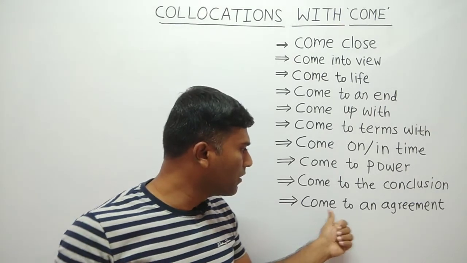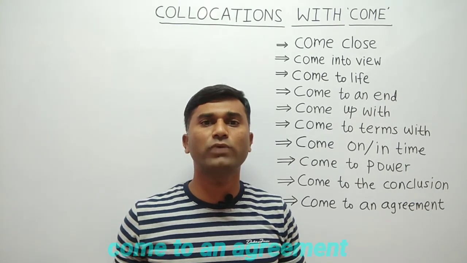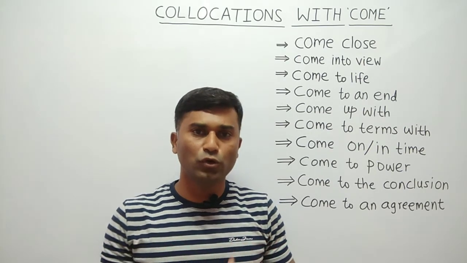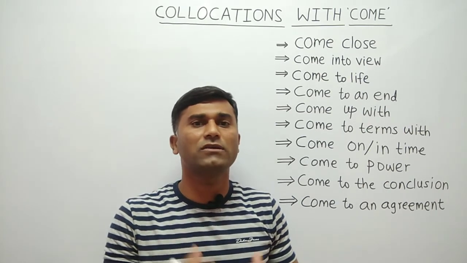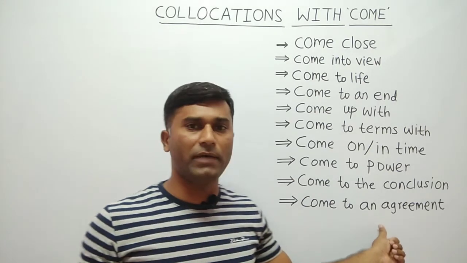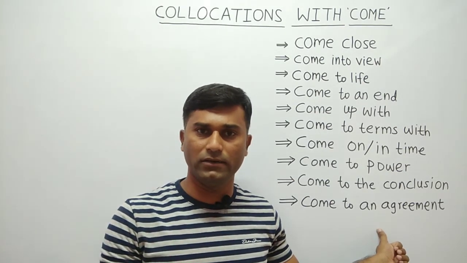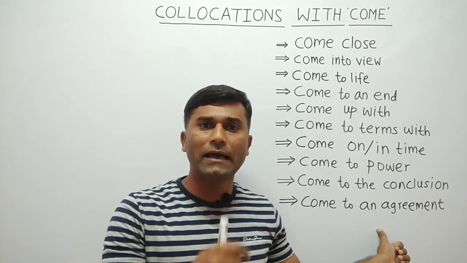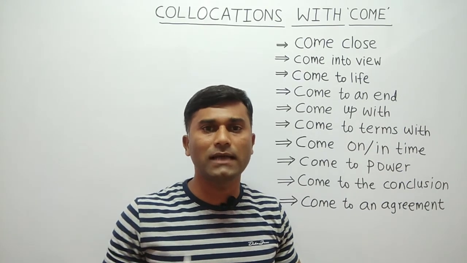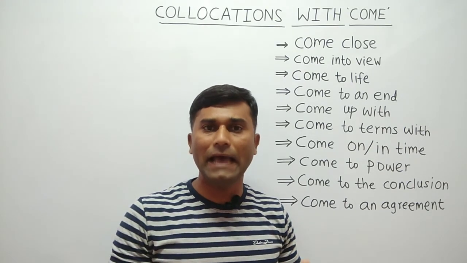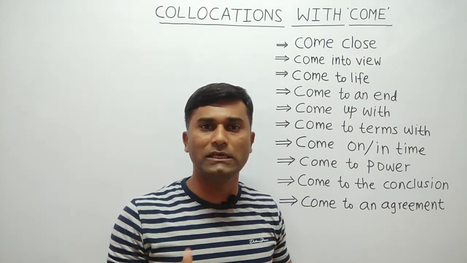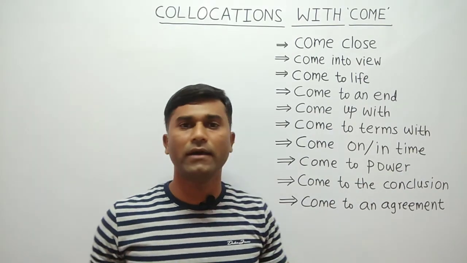And the last here is come to an agreement. So come to an agreement means make a decision after a lot of discussion. So you make or take a decision after a lot of discussion. For example, we came to an agreement, I would cook and Anne would clean. So this was the agreement between us that I would cook, C-O-O-K, and Anne, A-N-N, maybe name of a girl, would clean, C-L-E-A-N. So this is come to an agreement.